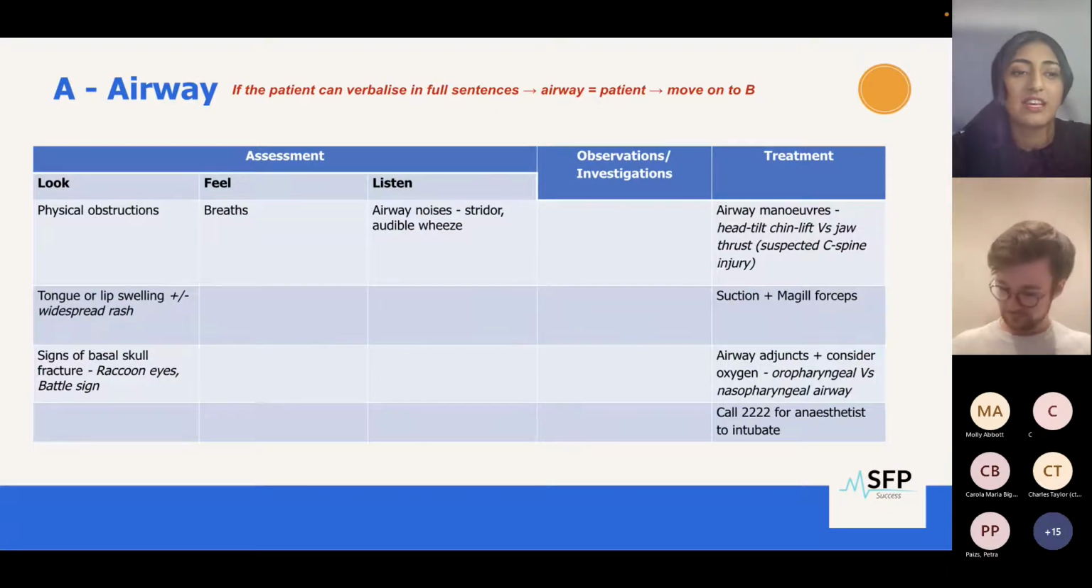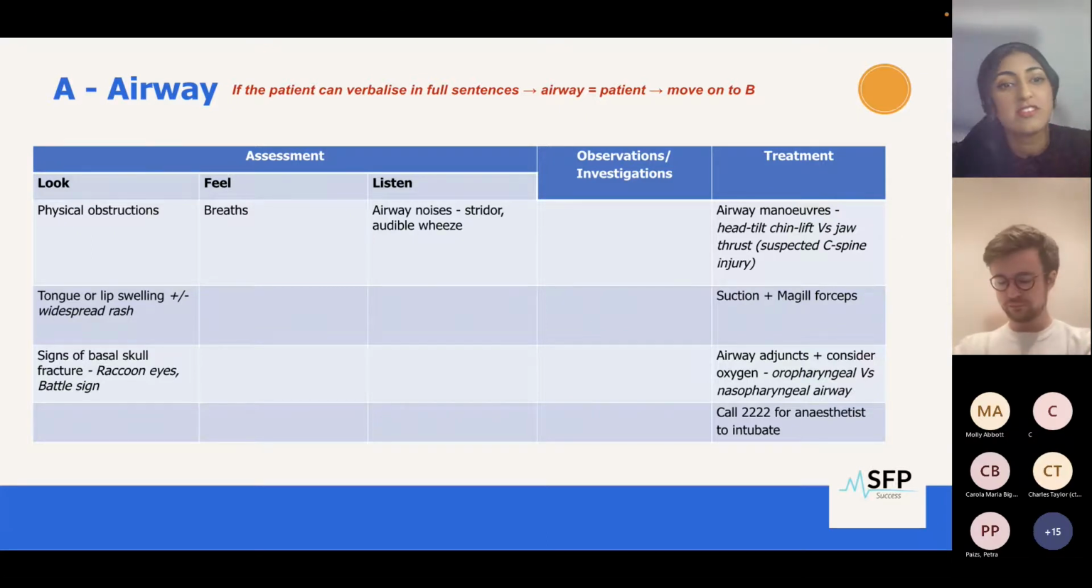Okay, so first of all, things that you're looking for are any physical obstructions, like vomit or if someone's choking on something. Then looking for any signs of tongue swelling or lip swelling. So you're thinking things like an allergic reaction. So with that, look for a rash, which some people miss in airway. Then you can also consider things like basal skull fractures whilst you're looking around the head and neck region. This section is your doctor's ABC, so you're feeling for breaths, you're listening for any added airway sounds, any stridor, any wheeze, without using your stethoscope at this point.